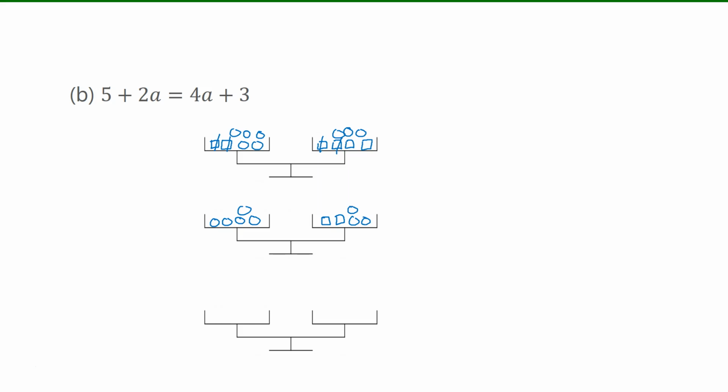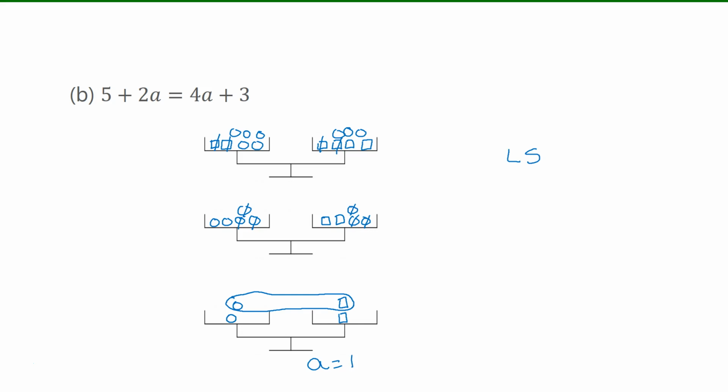Now, since I want all of these circles on the left there, I'm going to get rid of these 3, and I'll also have to get rid of 3 on the left. So now if I break my remaining circles into 2 equal groups, I'm just going to have 1 circle in each group, which means that each square is just equal to 1. So a equals 1.